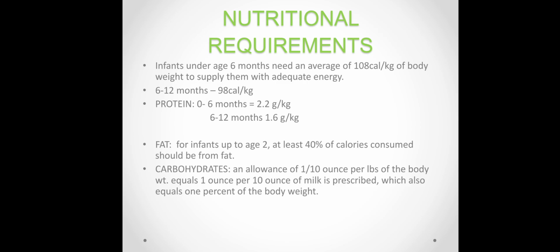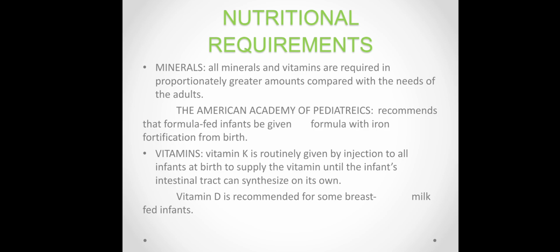For fat, for infants up to age 2, at least 40% of calories consumed should be from fat. Carbohydrates: an allowance of 1/10 ounce per pound of body weight, which equals 1 ounce per 10 ounces of milk prescribed, which also equals 1% of the body weight. For minerals, all minerals and vitamins are required in proportionately greater amounts compared with the needs of the adult. The American Academy of Pediatrics recommends that formula-fed infants be given formula with iron fortification from birth.